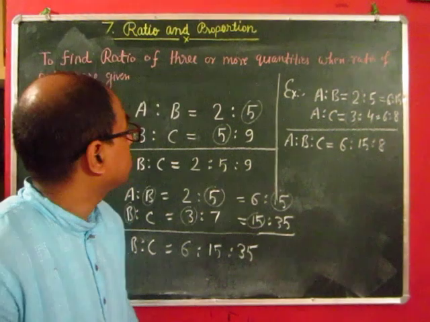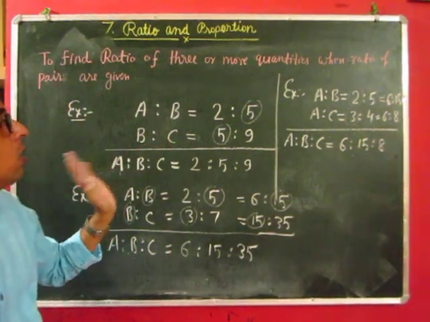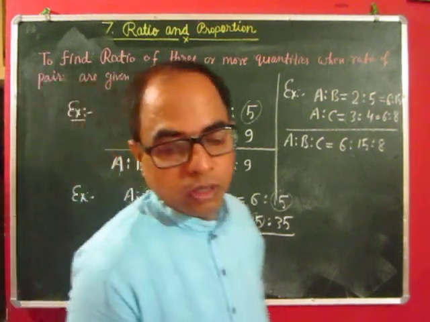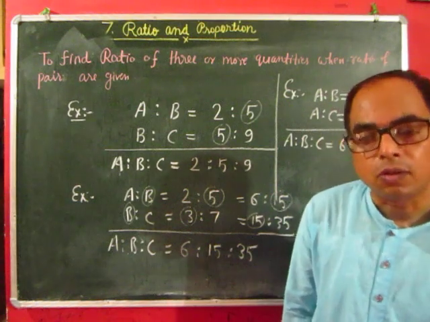So if the ratios of pairs are given, then you can find the ratio of three quantities. I hope you have got this concept. In the next lecture we will discuss another concept. Thank you.